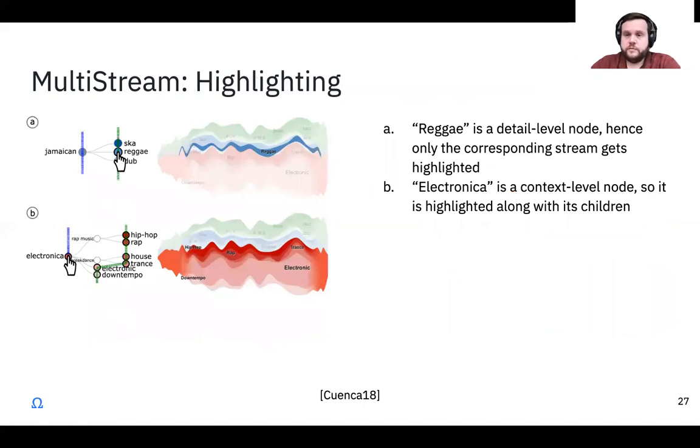Also, another very important interaction is highlighting, which can be viewed as an example of the select interaction. If we point on nodes, say we want to see reggae, it will simply highlight the reggae stream itself, because it's a leaf level topical node. Whereas if we hover over electronica, it's in the context level. So all children of electronica are going to be highlighted, as we see on the example below.